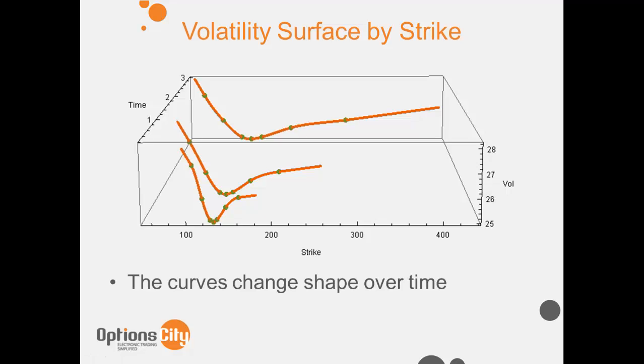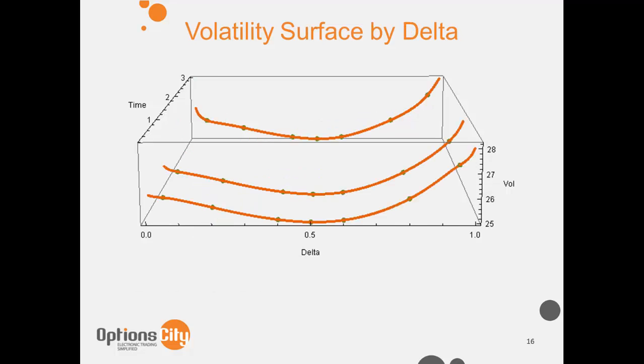The thing that you'll note here is that in terms of strike, when you're thinking of things in terms of what's the vol at the 200 strike, these curves change shape over time. And that's not necessarily something that's useful if you're trying to compare, for example, a 2-year volatility to the 1 and 3-year vol. So let's take a look at what happens if we change the perspective and put things in terms of delta.